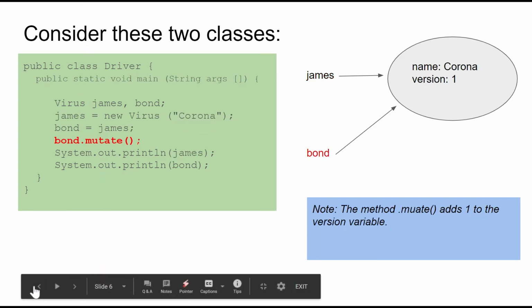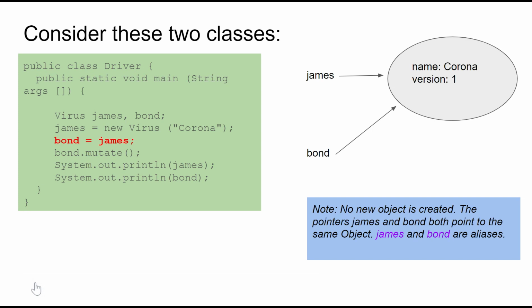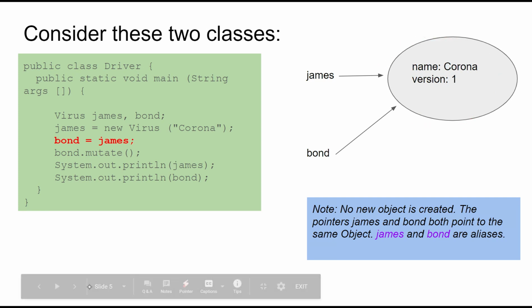Okay, sorry. The third line of code. In the third line of code, it sets the bond to equal James. So it takes the bond pointer and it points it to what James is pointing to. So bond and James are both pointing to the same object. So this is something new. We've not looked at this before. By doing bond is equal to James, we've created an alias. So two pointers are pointing to the same object.